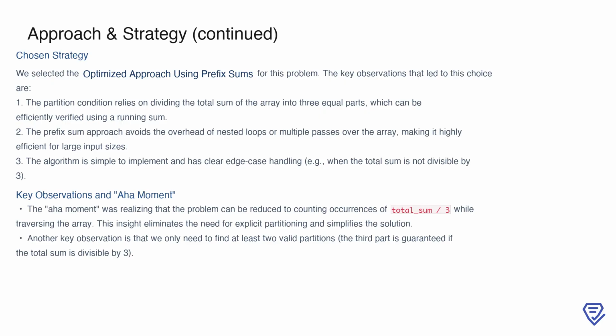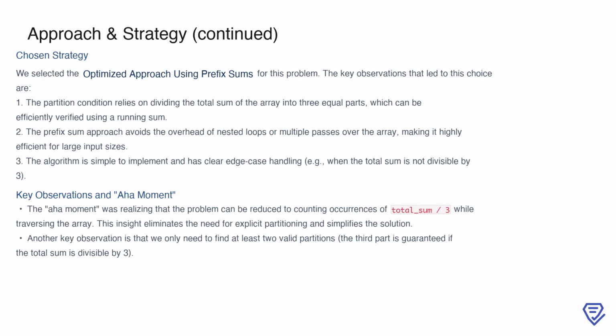The decision was based on three key observations. First, the partitioning condition relies on dividing the total sum of the array into three equal parts, which the prefix sum approach efficiently verifies using a running sum. Second, this method avoids the computational overhead of nested loops and multiple passes over the array, making it ideal for large input sizes. Finally, the prefix sum algorithm is simple to implement and has clear handling for edge cases, such as when the total sum is not divisible by 3.